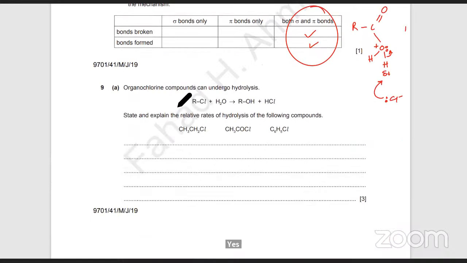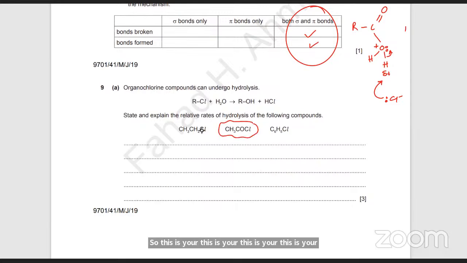So next one, again, hydrolysis. Explain the relative rates of hydrolysis. So this is your chlorobenzene, this is your acyl chloride, and this is your normal halogenoalkane. So which will be the fastest? That's going to be acyl chloride. So this is your fastest hydrolysis.